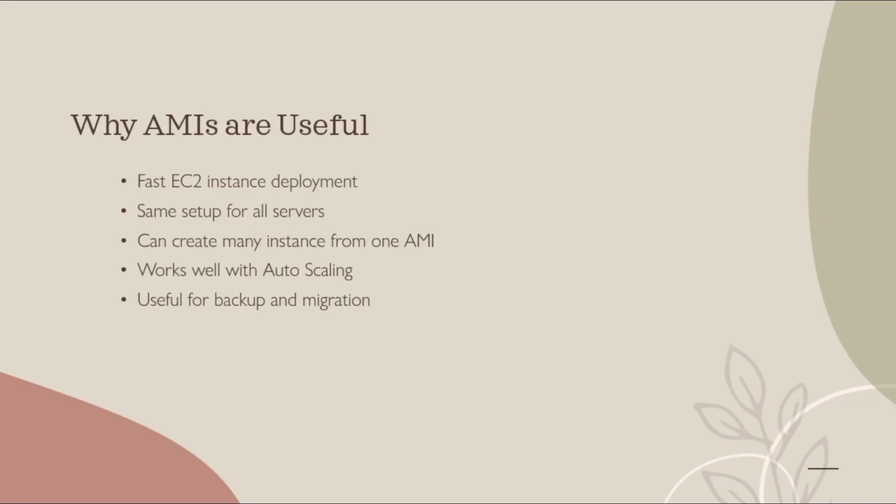Why AMIs are useful: as I said earlier, AMIs already contain the operating system and the required software. So whenever we launch the instance, we don't need to install everything again and again. So it will start the EC2 instance very quickly. And with the help of AMIs, we can create multiple servers that will look exactly the same. And once we create an AMI, we can launch a number of instances from it. So it is helpful when scaling the application to many servers.